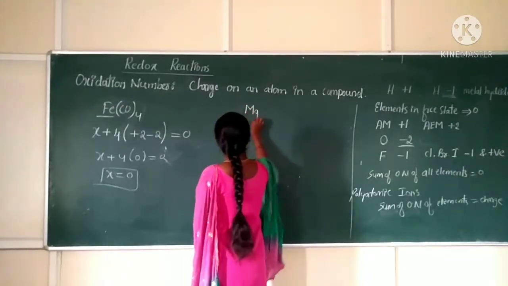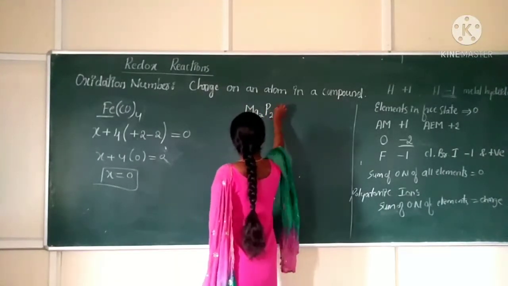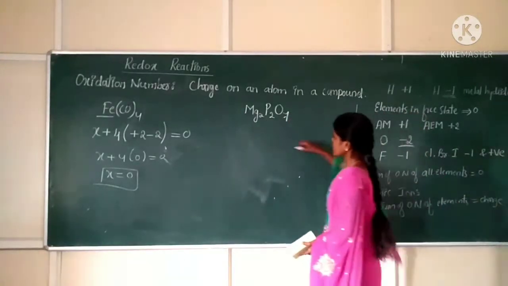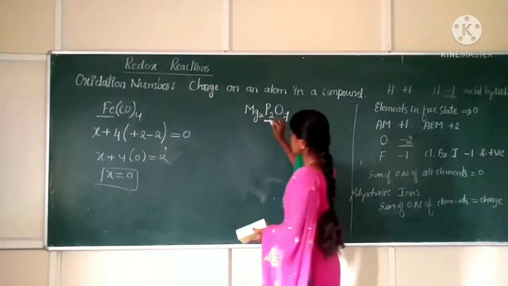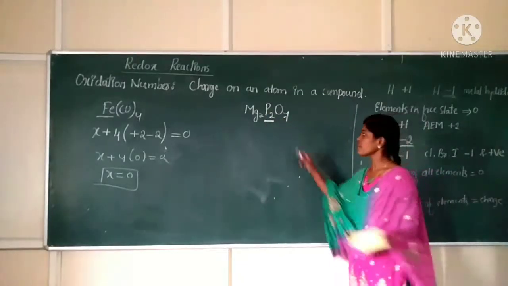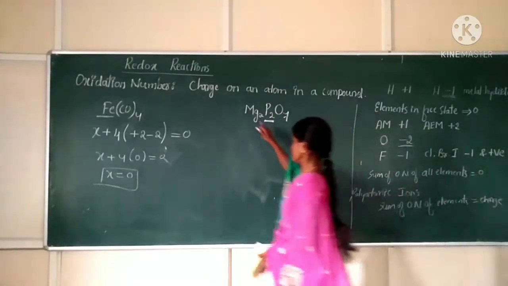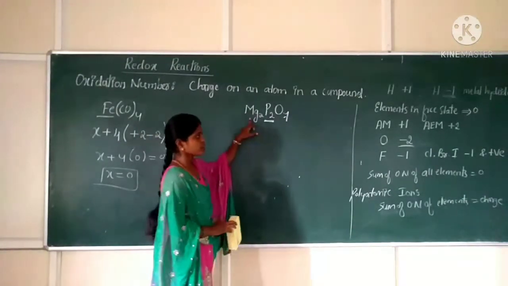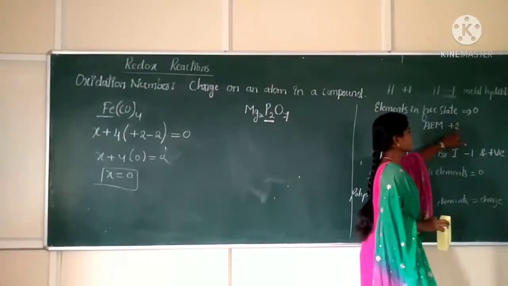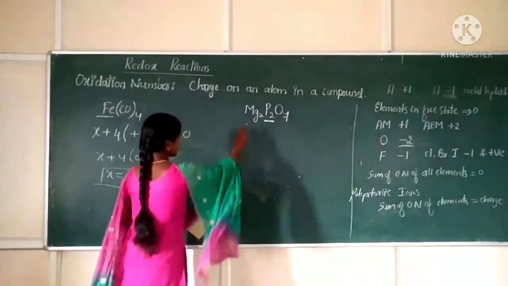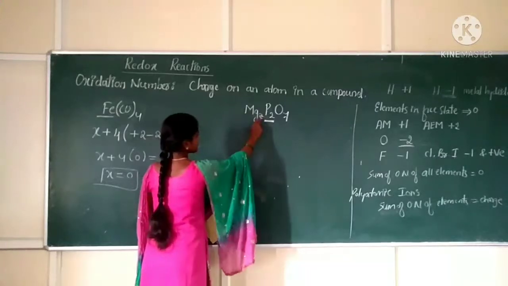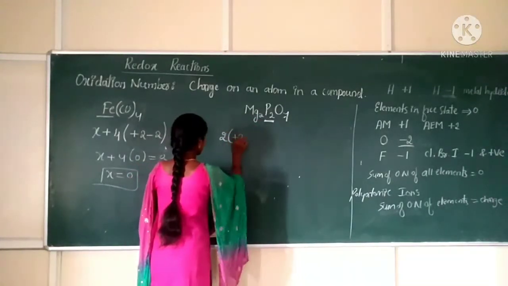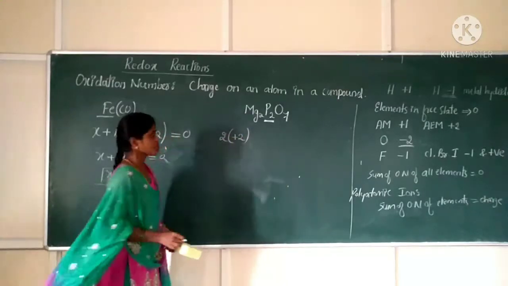Mg2P2O7. Now calculate the oxidation state of phosphorus in this compound. Mg belongs to the alkaline earth metals. So what is the oxidation state of an alkaline earth metal? Plus 2. How many magnesium are there? 2 magnesium, each +2. So 2 into +2.